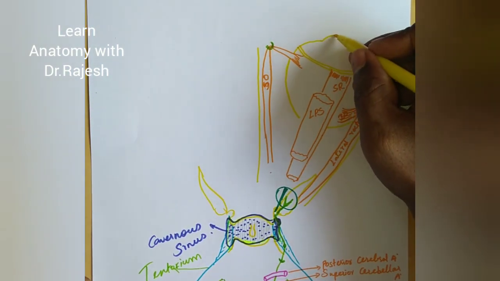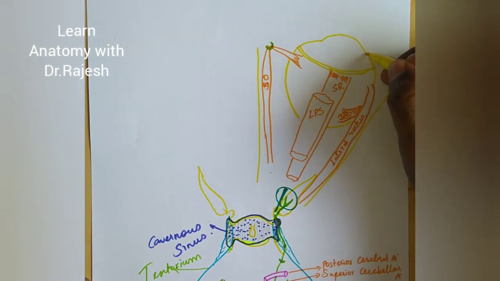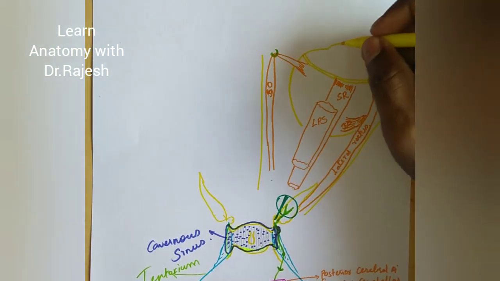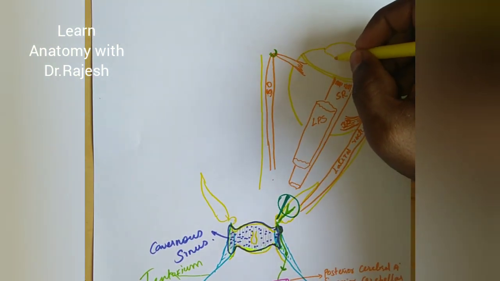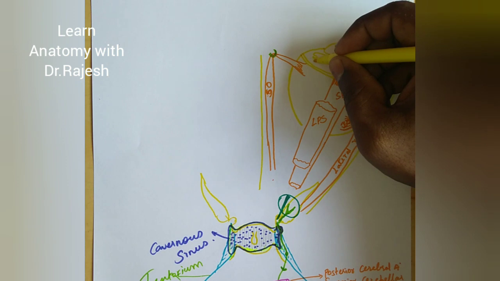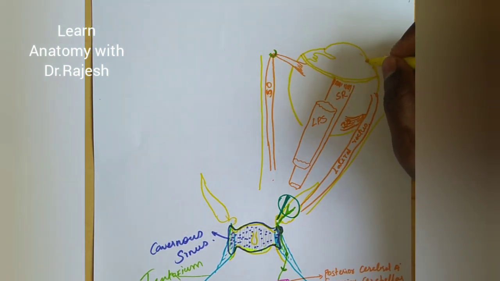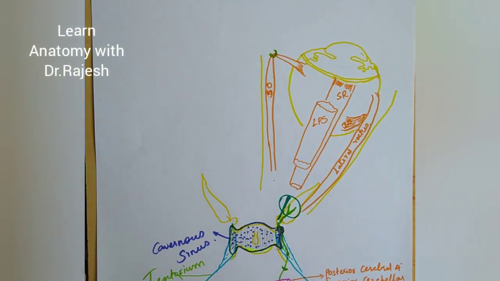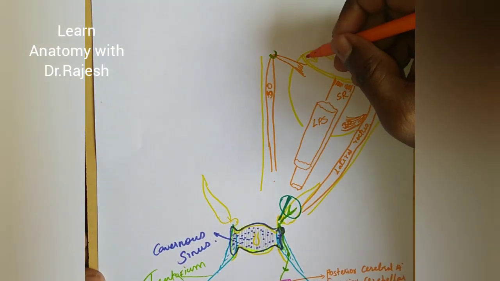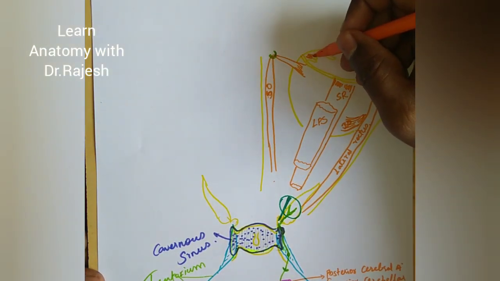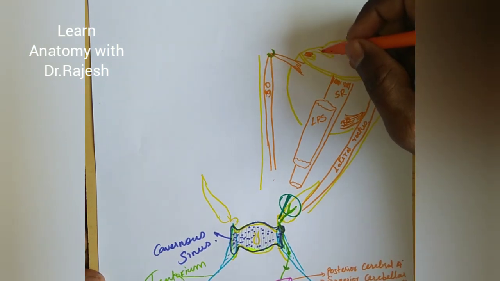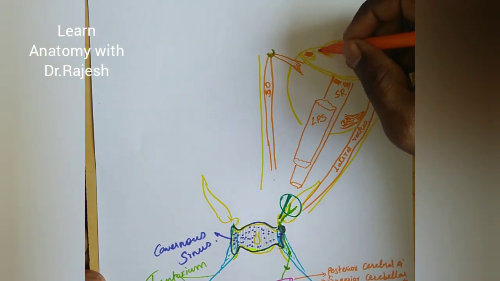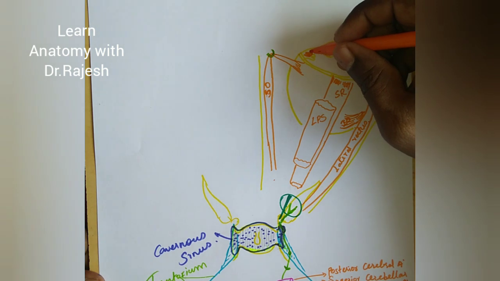This is the cornea, the sclera. Now this is the iris and this is the ciliary body. Similarly, we have the iris and the ciliary body this side. So these are the muscles of the iris and the ciliary body.